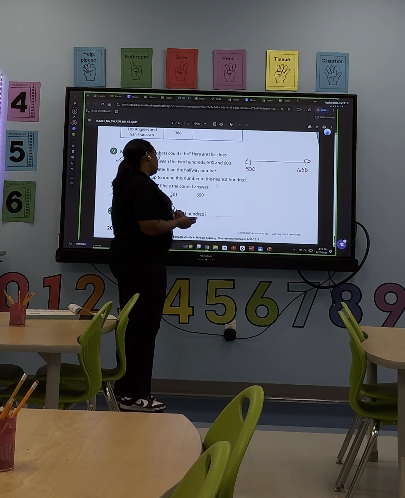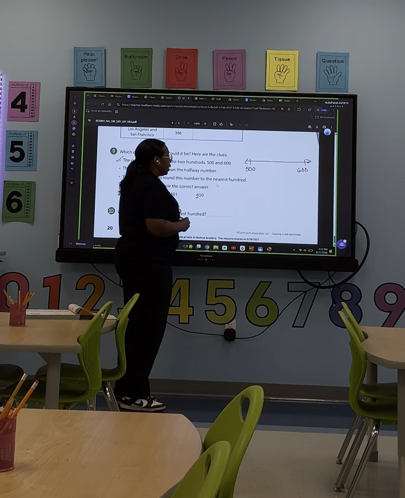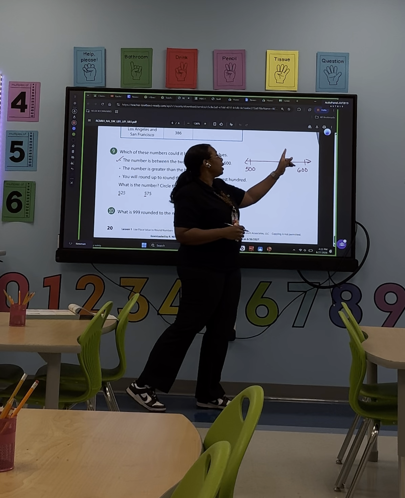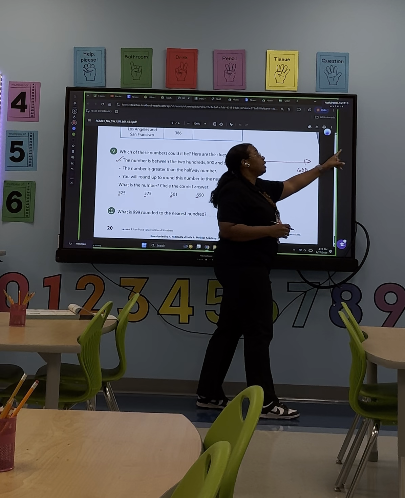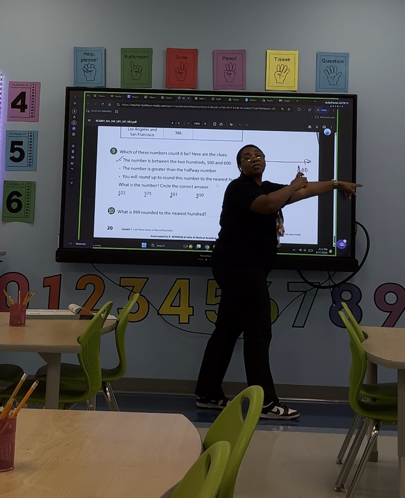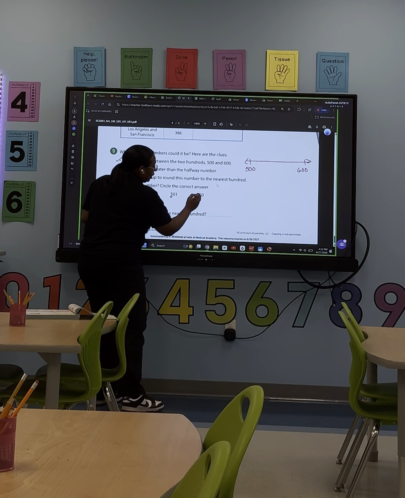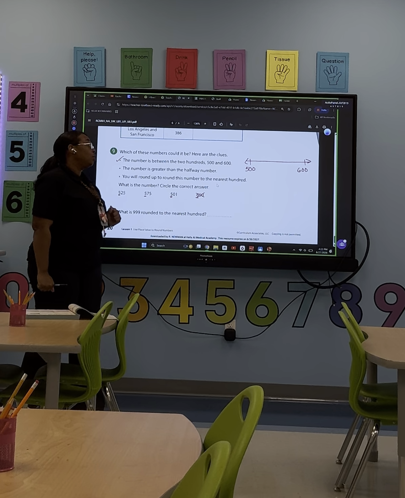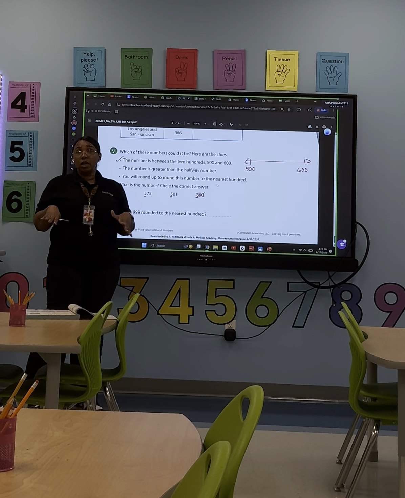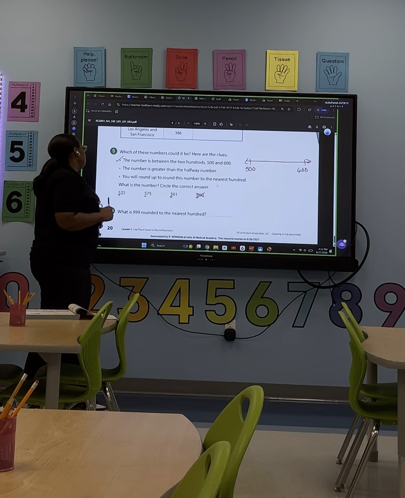Let's go to 650. Well, in the hundreds place, there's a 6. So that means this number has a starting number of 600, but it's going to have an ending number of 700 because we have to go 100 more. So automatically, we know this number is not going to be one of my numbers. So far we have taken away one of the numbers and we're down to 3. Good job. Let's keep moving.